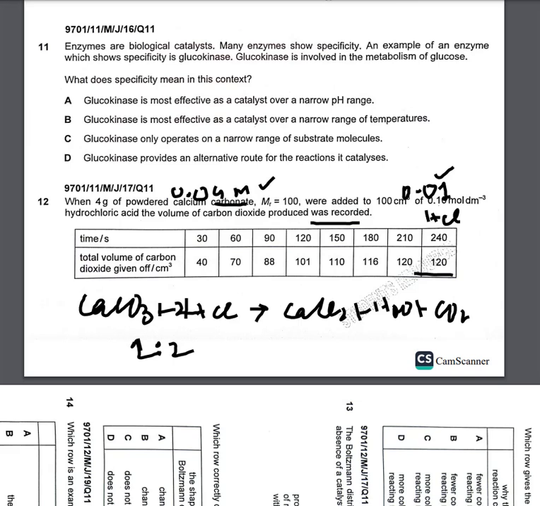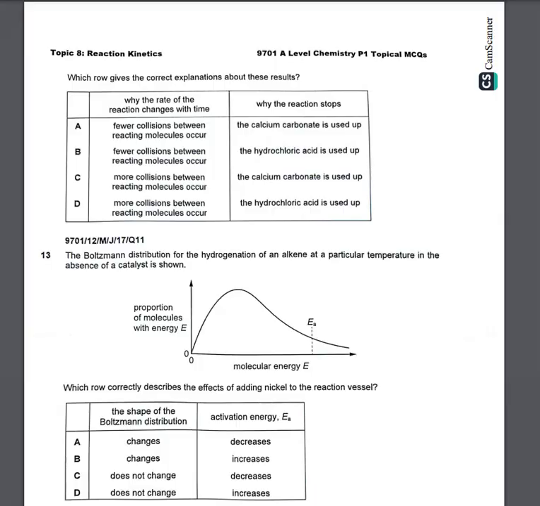Now read the options on this page. Which row gives the correct explanation about these results? Why does the reaction stop? Because HCl is used up. So the first thing you clear is HCl is used up. And why does the rate of reaction change with time? Now highlight the words changes with time.